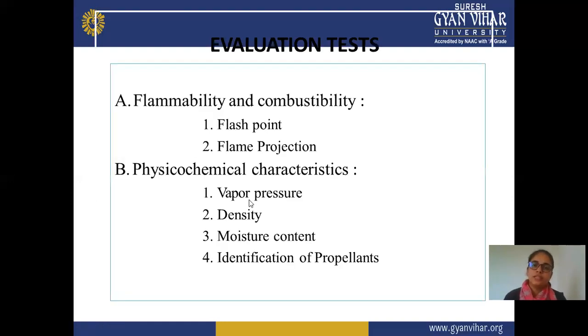Next are the evaluation tests for a particular formulation or aerosol. In this, we perform different tests. The first is flammability and compressibility, where we check the flash point. The next test is physical-chemical characteristics, where we check vapor pressure, density, and moisture content. All are tests for the overall container or for individual parts, or we can say for the propellant as well as the body part of your aerosol. So we perform these tests one by one.